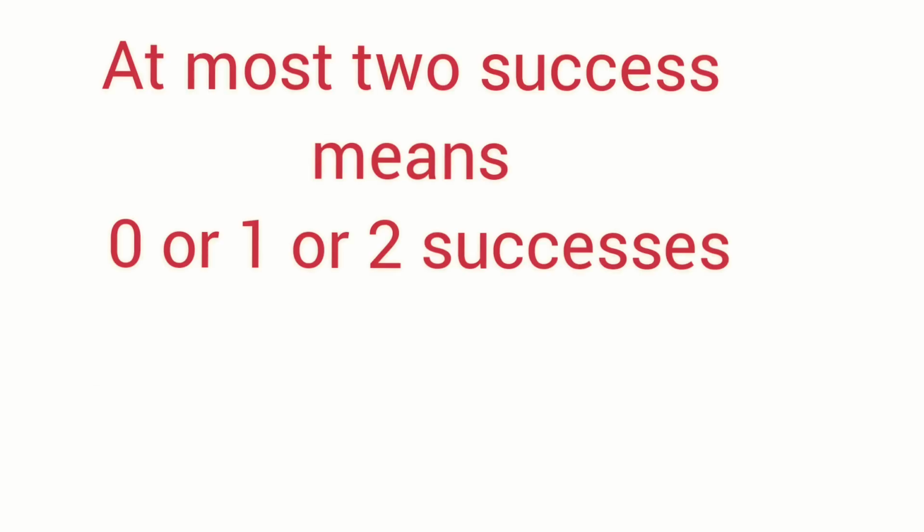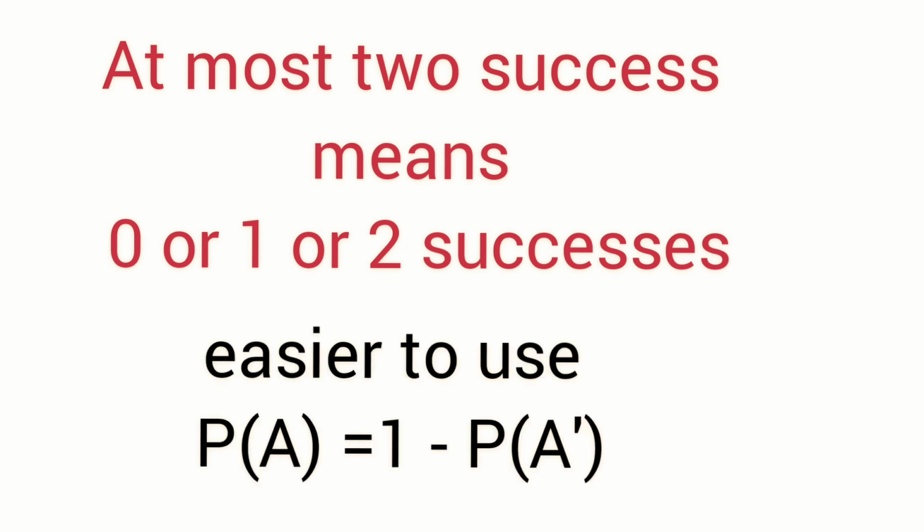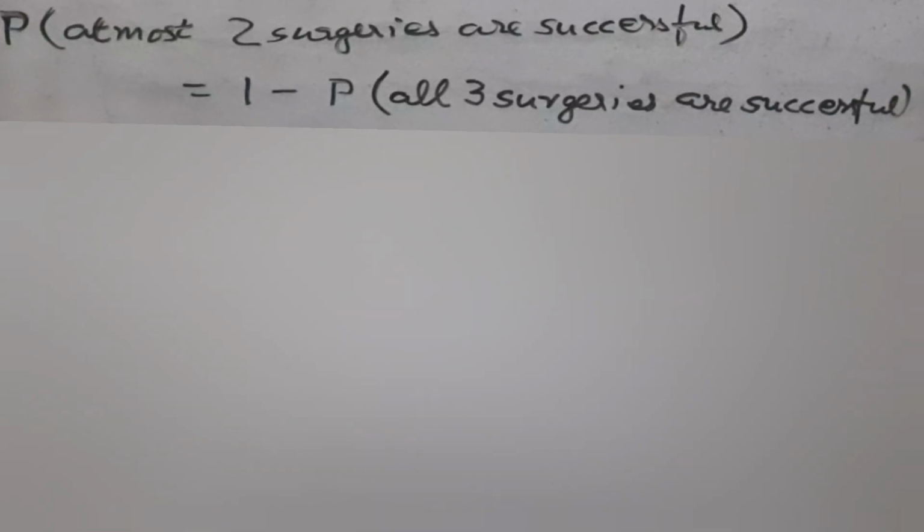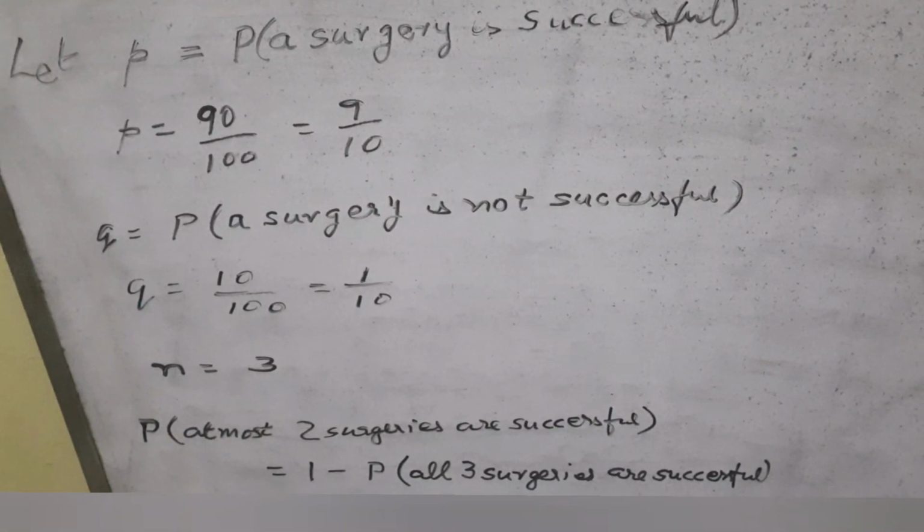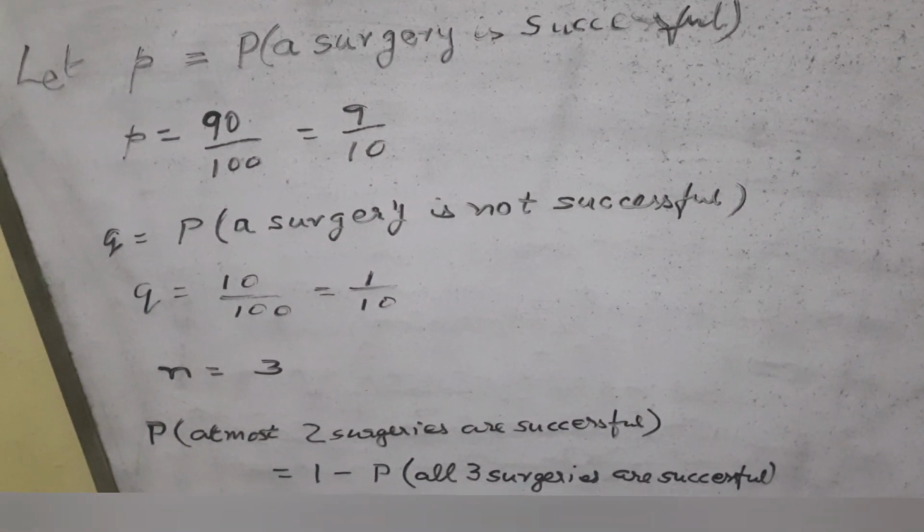At most 2 surgeries were successful means it could have been 0 successes, 1 success or 2 successes. Therefore, it is more convenient to use the property P(A) equal to 1 minus P(A'). So we get the required probability as 1 minus P(all the 3 surgeries were successful). So the required probability is 1 minus p power 3.